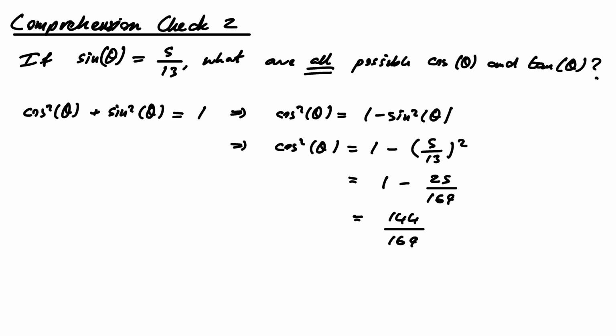Okay. Now, at this point, I definitely want to take a square root, but let's remember cos can potentially be negative. And in fact, I've got to be really careful about this. I'm going to draw a little unit circle to make sure I can really see what's happening. So remember, sine is the y-coordinate.